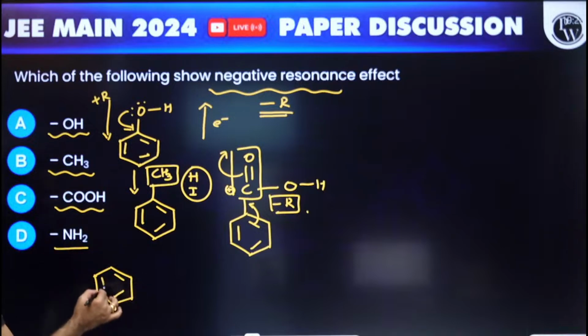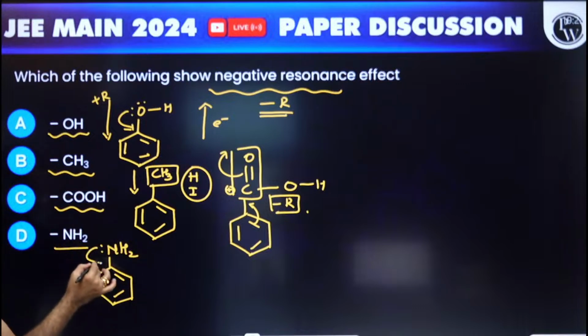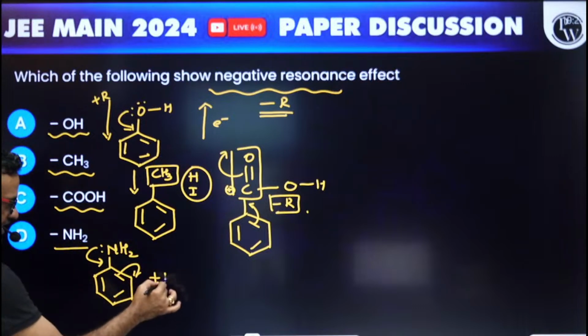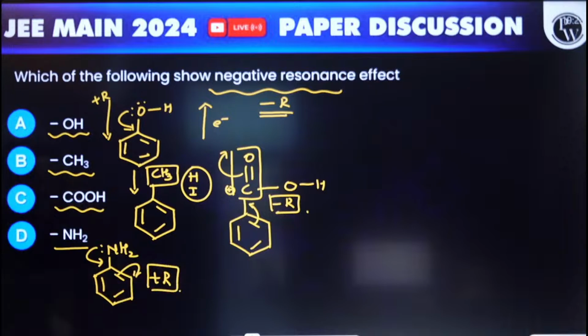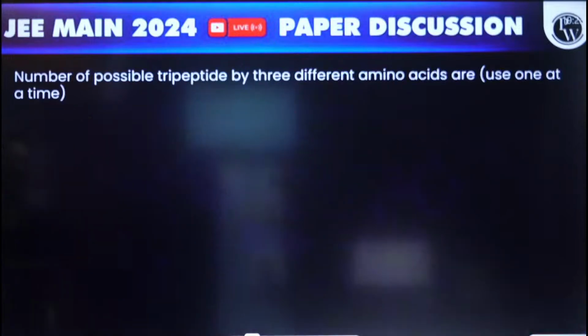Let's check with NH2. What is happening here? Lone pairs of electrons are there, and they would be moving towards benzene. Again, plus R. So minus R is observed only with the COOH, which has the ability to withdraw electrons towards the substituent group.